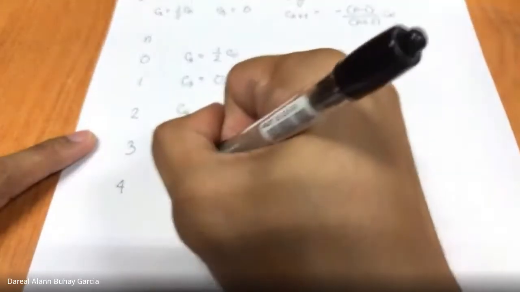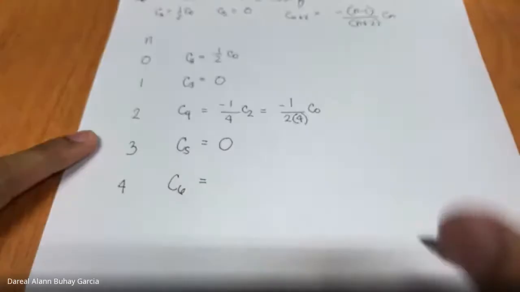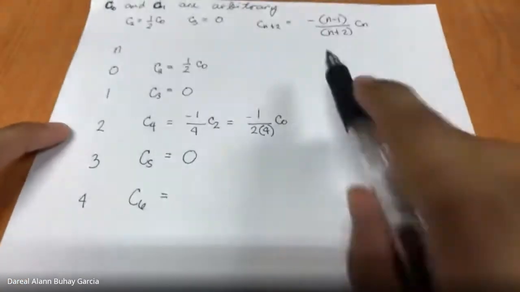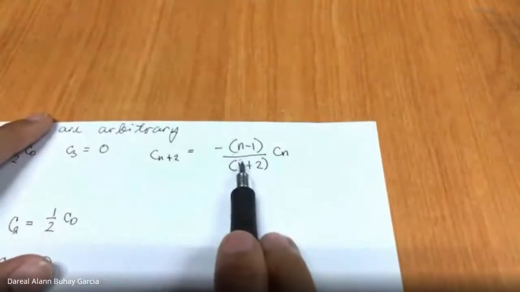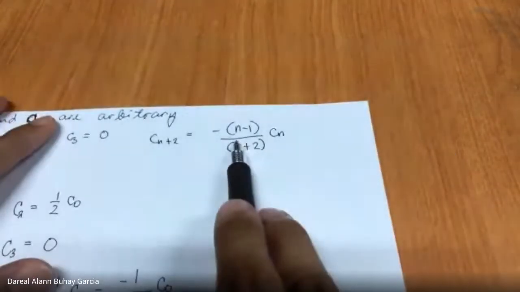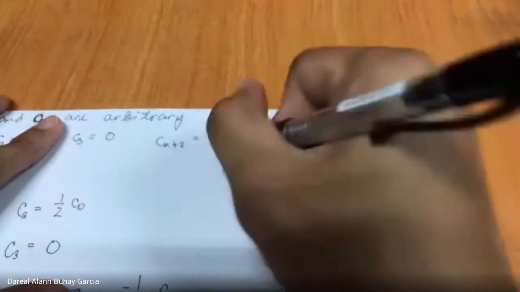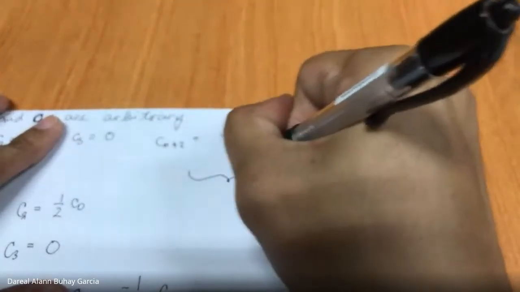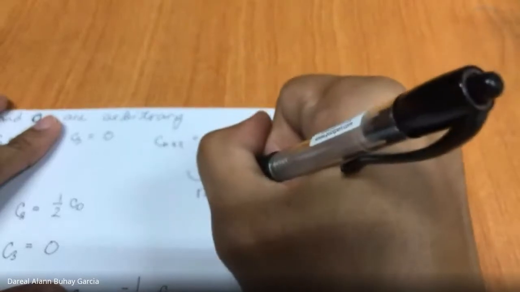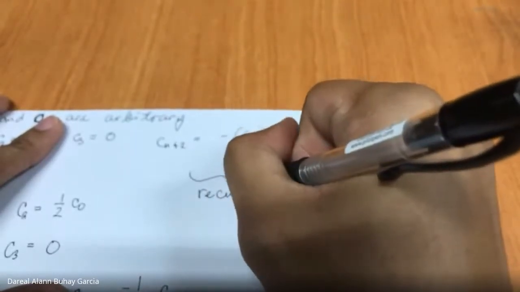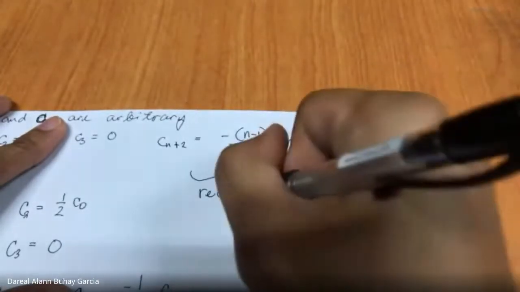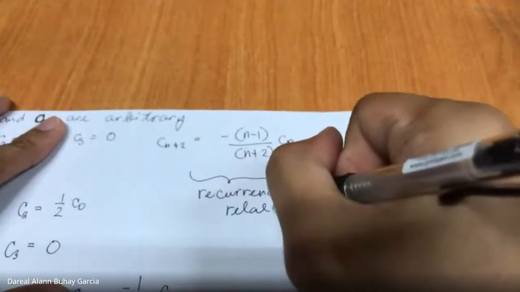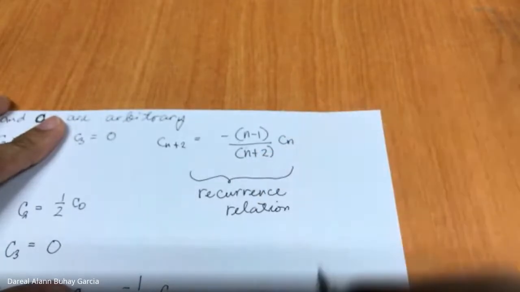4. So this becomes C sub 6 is equal to, actually, a pattern is emerging, no? But to be sure, we can use this relation, which we call the recurrence relation.